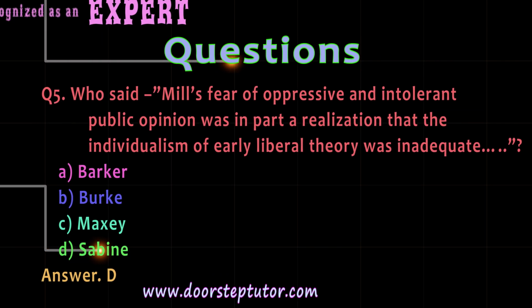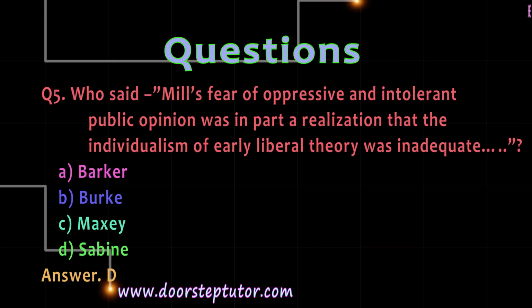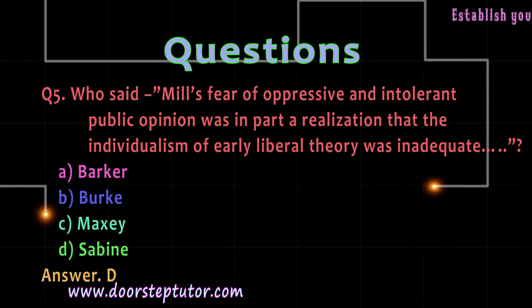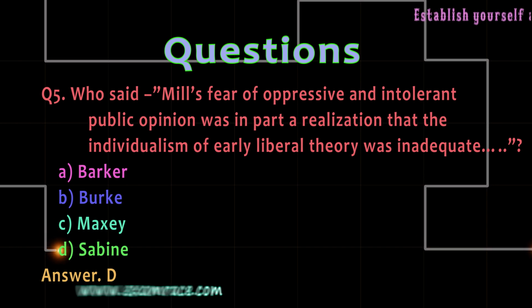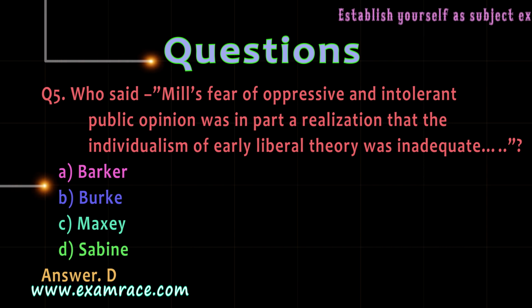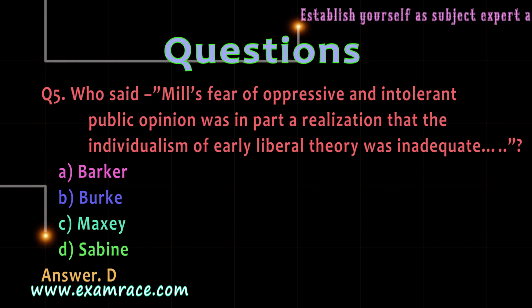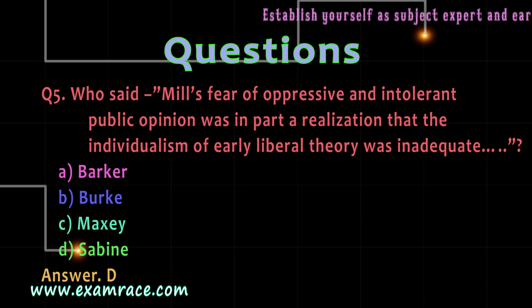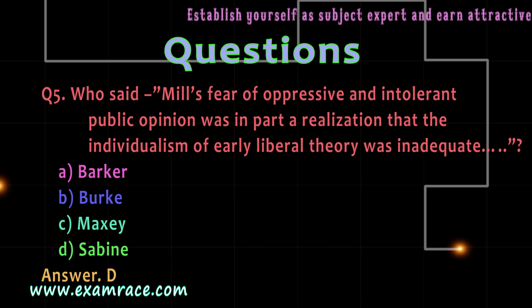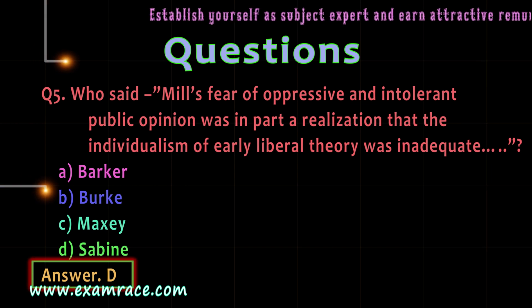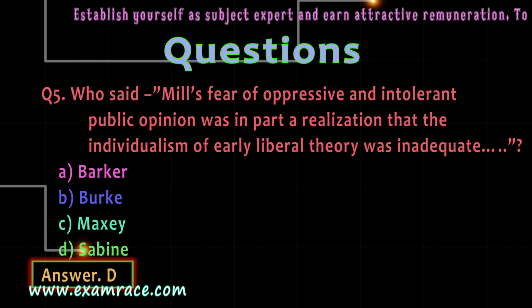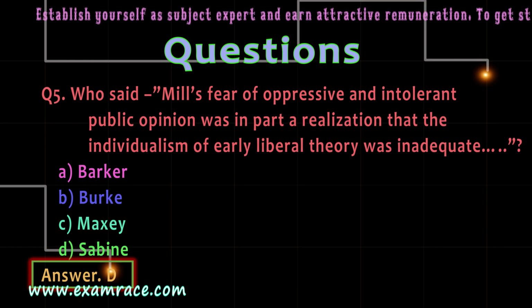Question 5 and last for today's MCQ in part 2 of the utilitarian tradition. Here I go. Who said Mill's fear of oppressive and intolerant public opinion was in part a realization that the individualism of early liberal theory was inadequate? A. Barker, B. Burke, C. Maxey, and D. Sabine. So, the correct answer here is Sabine, as he has mentioned this statement in context of Mill.